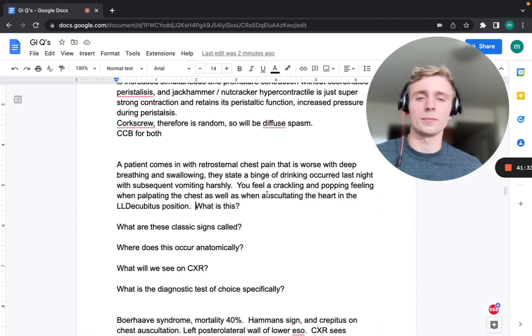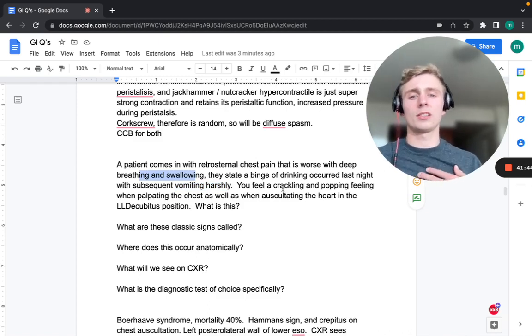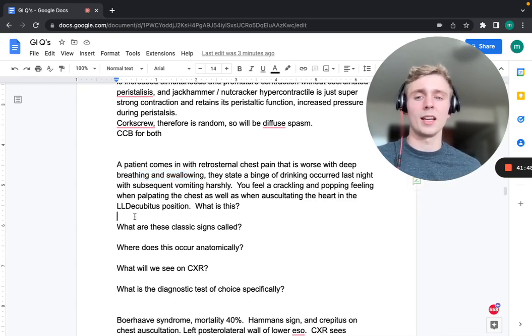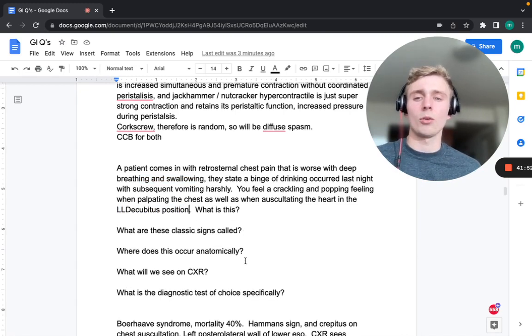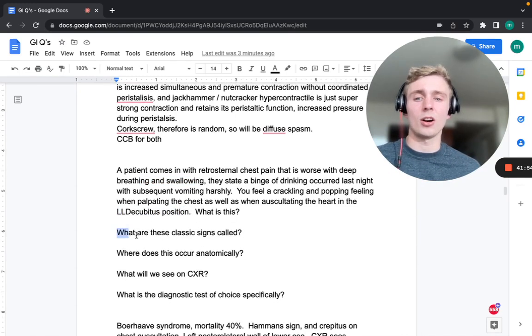So important things: binge of drinking, subsequent vomiting harshly. It's worse when they deep breathe. And also when you're palpating their chest, you have this sensation of crackling and popping, and you also hear that when you're auscultating in the left lateral decubitus position. What is this? So what are these classic signs called?